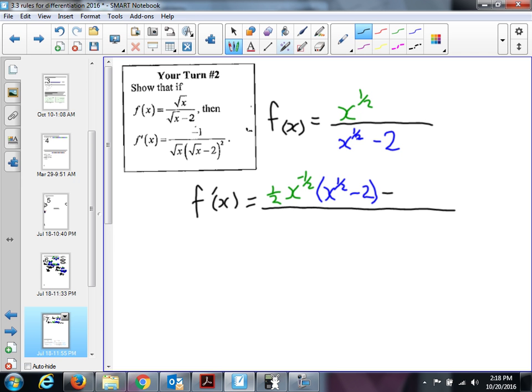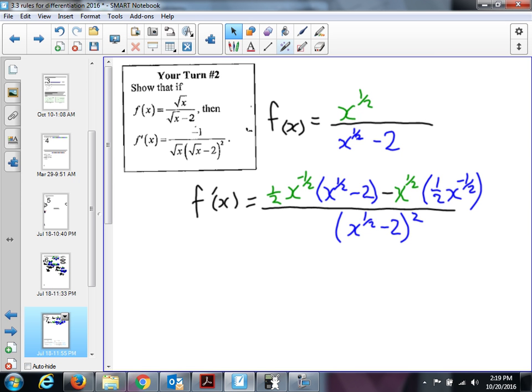Then subtract the first thing left alone, so x to the 1/2, times the derivative of the second thing. I'll put it in a bracket there, and let's just think about it. The x to the 1/2, the derivative, once again, is 1/2 x to the negative 1/2. The minus 2 part zeroes out, so we're done. That's the numerator. Now the denominator, whatever you have, just square it. Leave that as is, don't play around with it.